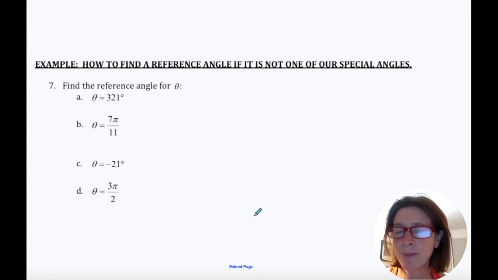Hi everyone, so today I'm going to be talking about how to find a reference angle if it's not one of our special angles in the unit circle. So this is actually different, so we have to be really careful.